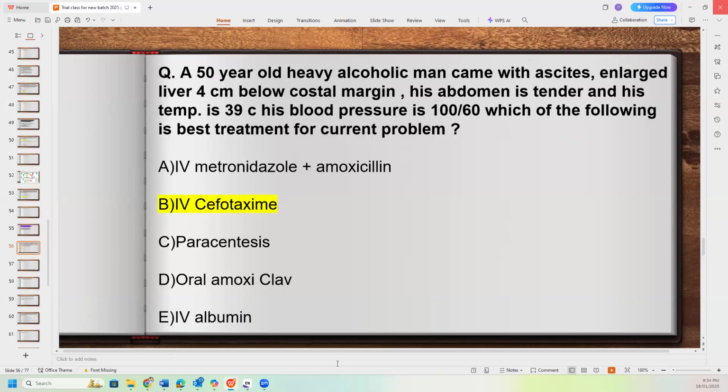IV albumin can be given when you're doing paracentesis to support the blood pressure, because blood pressure is low as well. Very good.